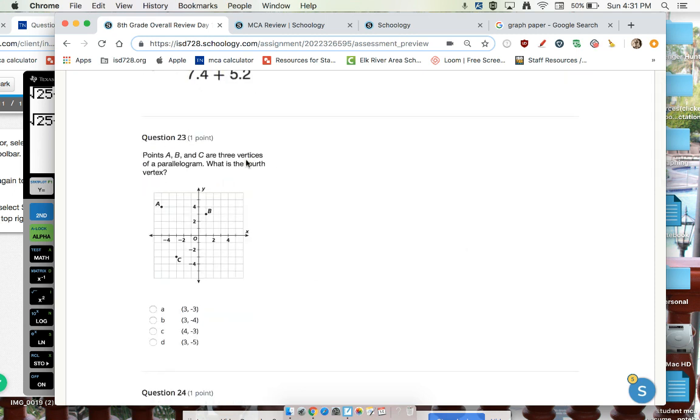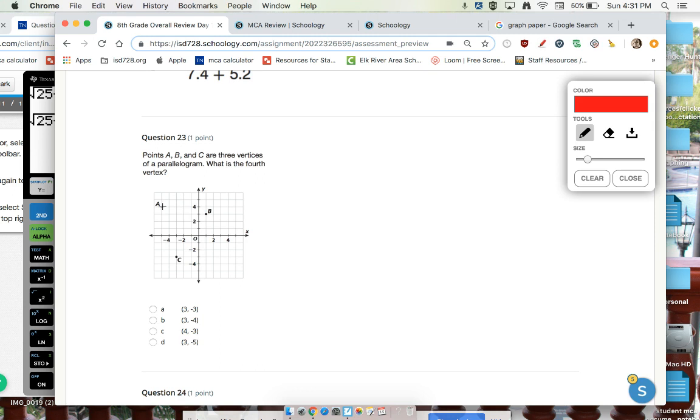23. Points A, B, and C are 3 vertices of a parallelogram. What's the 4th vertex? So I know that A, B, and C are a parallelogram. And parallelograms have to deal with our knowledge of parallel and perpendicular slopes. Parallel means the slopes are the same. Perpendicular means the slopes are opposite. So I need my next vertex to be parallel to this line here. So I'm going to extend.